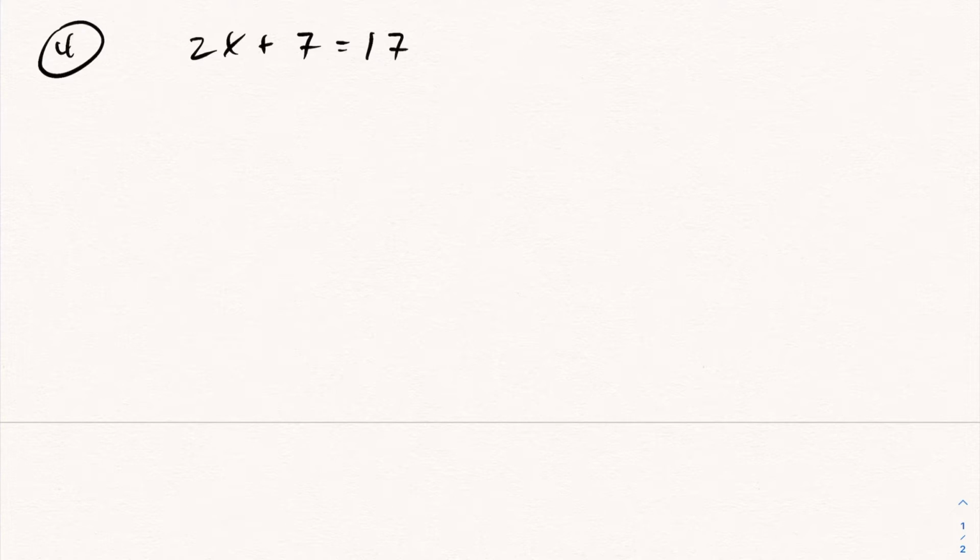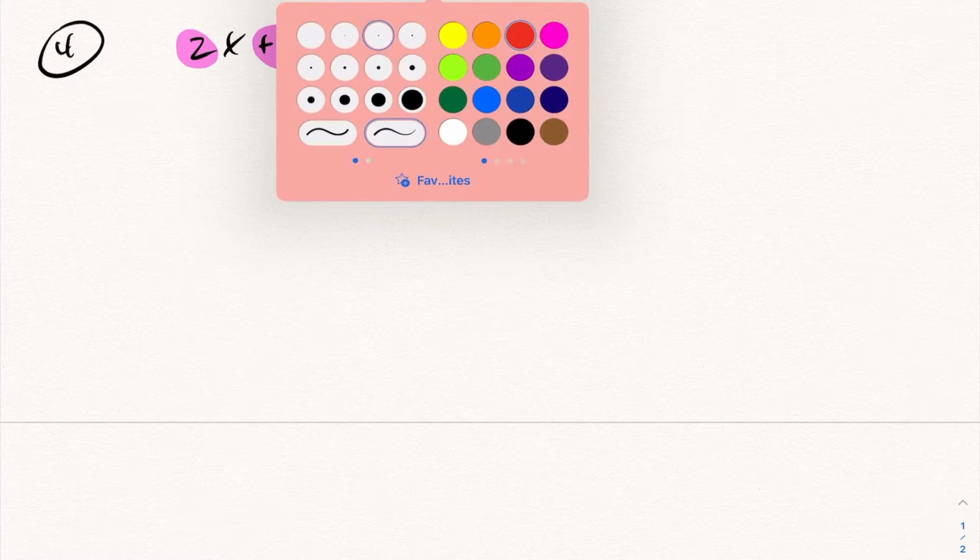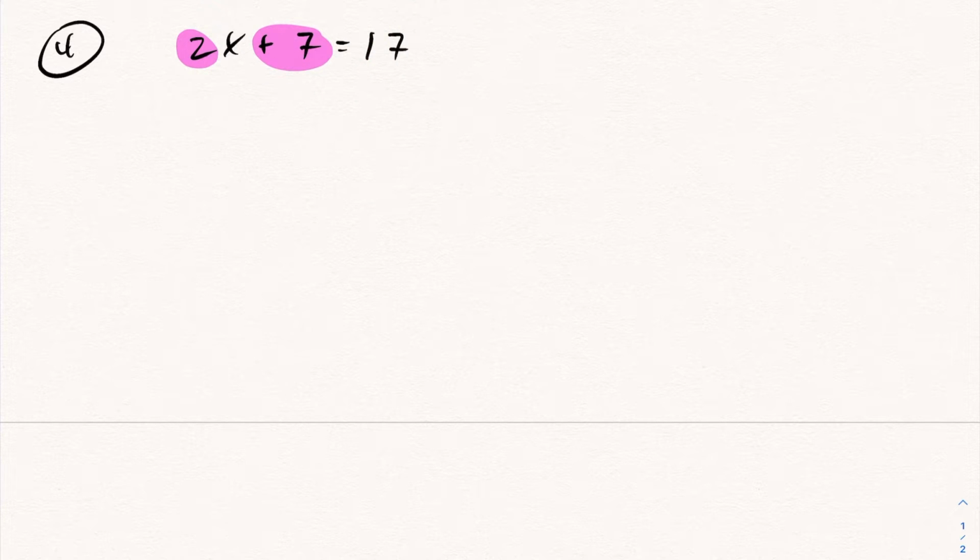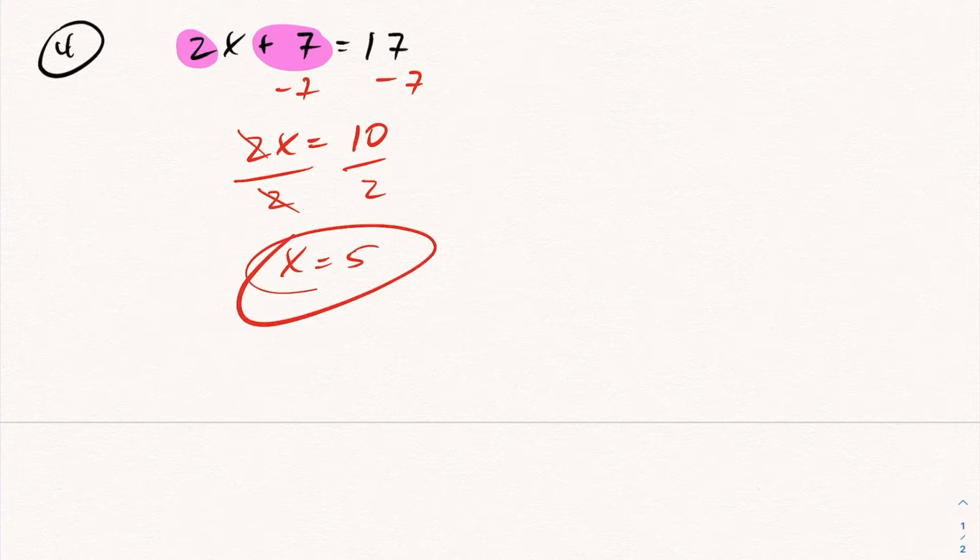All right, let's try another. So in this question here, you'll see now we've got two numbers we have to get out of the way. If I want to solve for x, I have to get rid of the 2, and I have to get rid of the 7. You get rid of pluses and minuses first. So in this case here, I want to get rid of that positive 7 first. So you subtract 7 on both sides, in which case I get 2x equals 10. And now I want to get rid of that 2. The operation is multiplication, so division will do that, and we get 5.